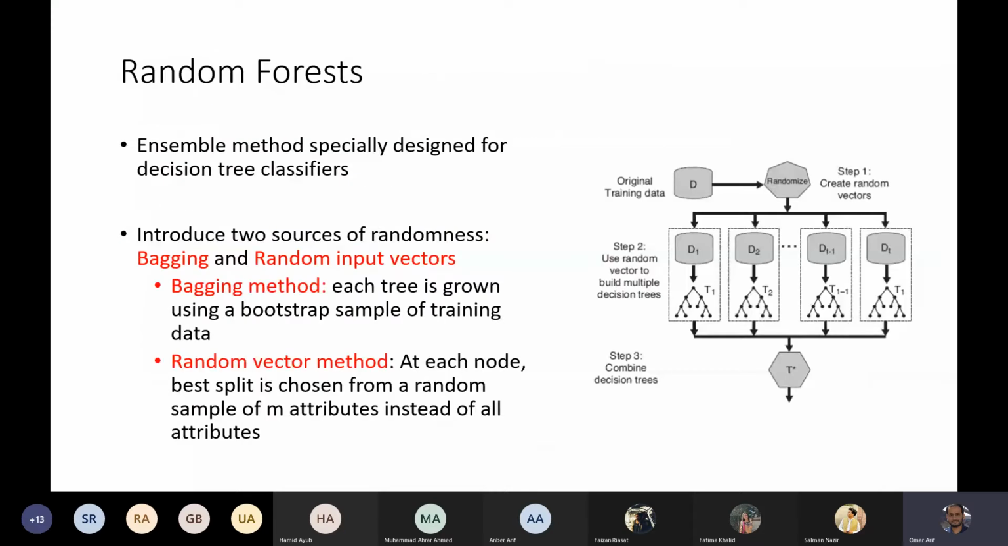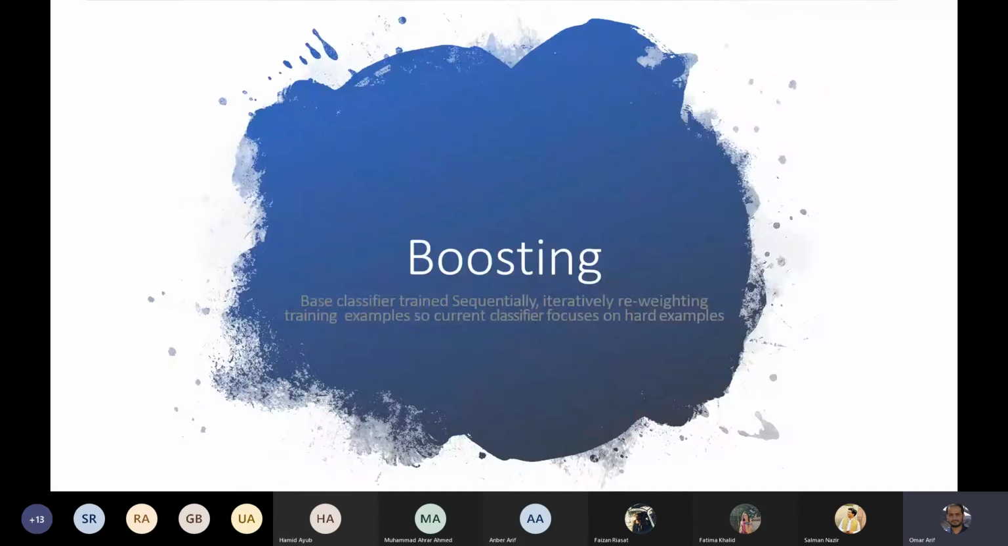And random forest is one example of bagging where the base classifier is the decision tree, right? Today we are going to look at another technique which is called boosting. How is it different from bagging?